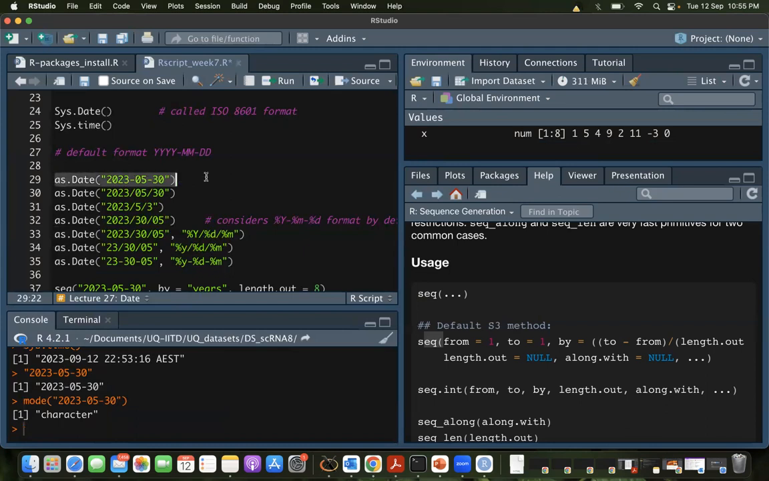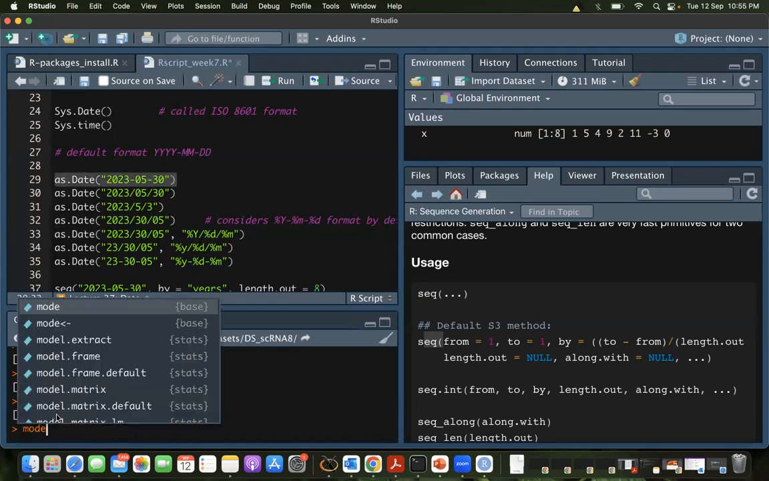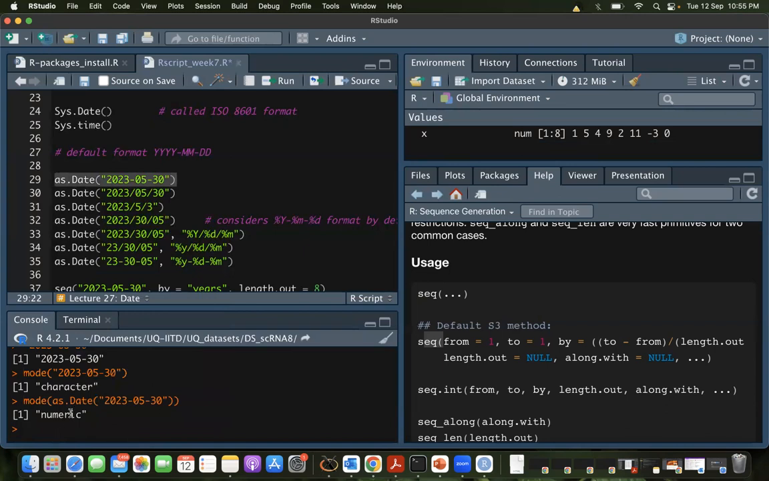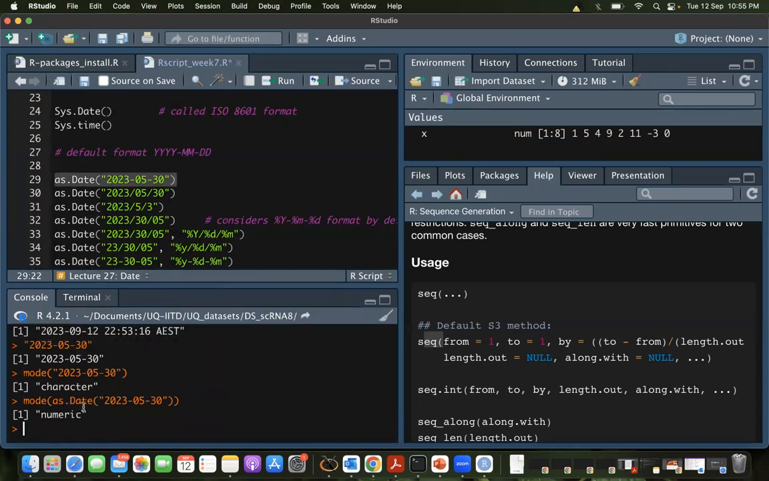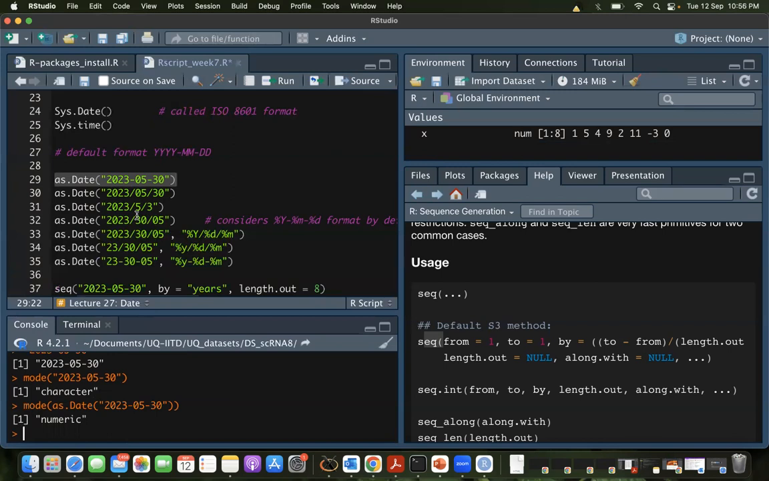But now let's say I enclose this in mode as date. You see what it's doing? It's in double quotes, so it's a character, that's fine. And now I'm saying converted to date. So it is treating it as numbers now, which is not entirely incorrect. Date is a different thing, but you would consider date to be more like numbers than character. Anyway, this is how R is reading dates.